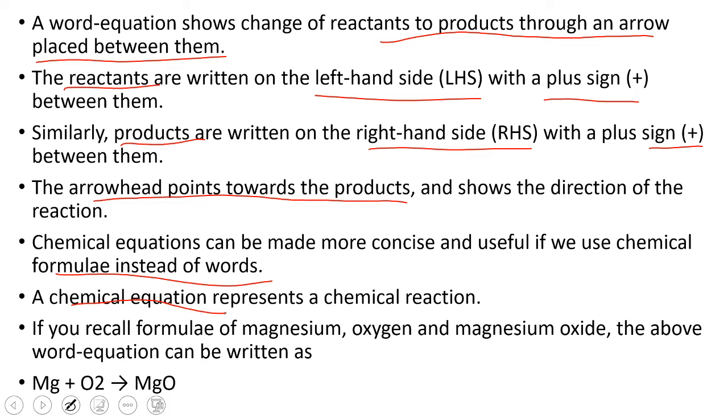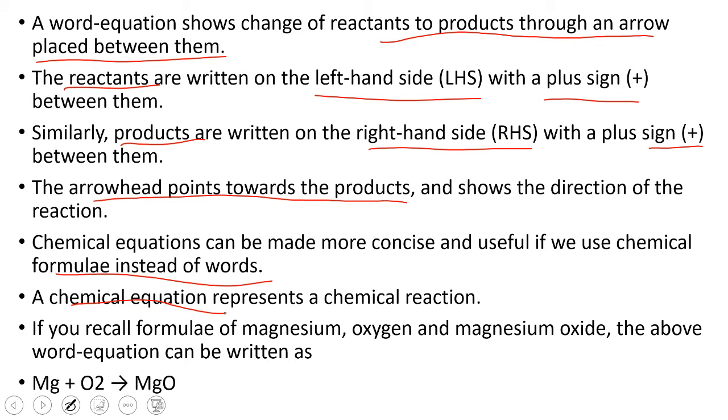So what do you mean by a chemical equation? If a chemical reaction is expressed in terms of symbols. Did you get my point, children? What do you mean by a chemical equation? If the chemical reaction is expressed with the help of symbols, then that is termed a chemical equation.